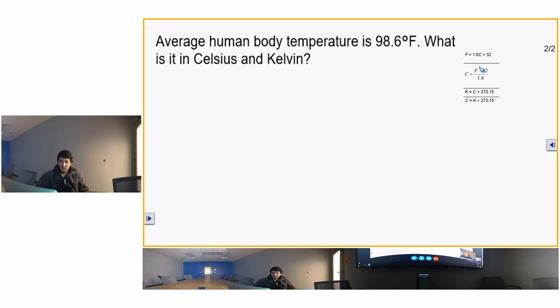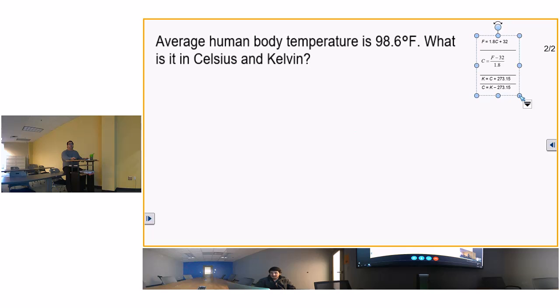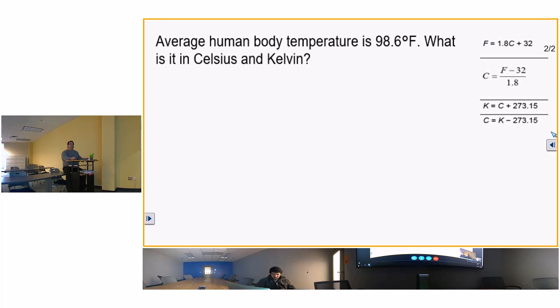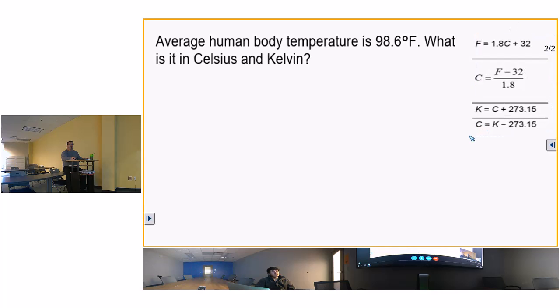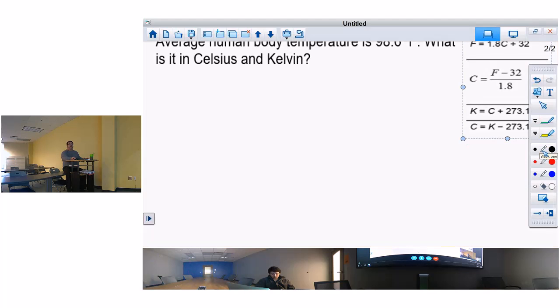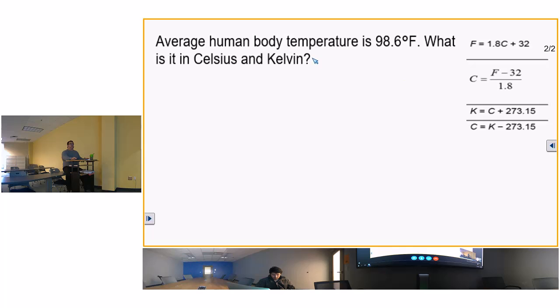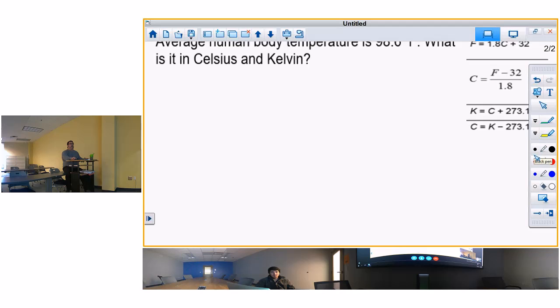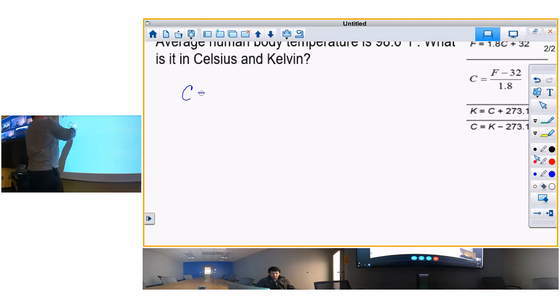Now, if you can't do this, then you're a failure. No, I'm just kidding. So, what are we going to do first? Well, it says Celsius. So I need to go from Fahrenheit to what? Celsius. So I need to use this one. So I'm going to take my handy-dandy pen, and I'm going to write Celsius is equal to F minus 32 over 1.8.